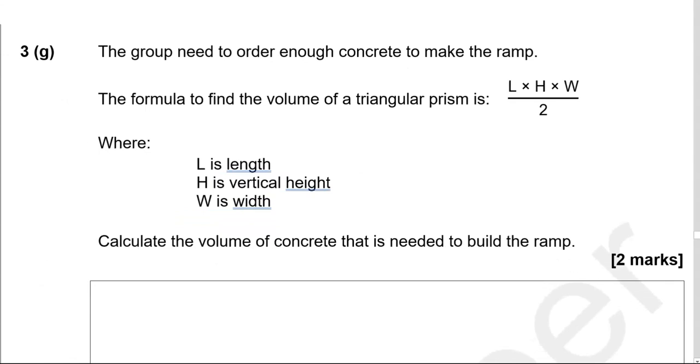The group need to order enough concrete to make the ramp. The formula to find the volume of a triangular prism is L times H times W divided by 2, where L is length, H is the vertical height, W is the width. Calculate the volume of concrete that is needed to build the ramp.